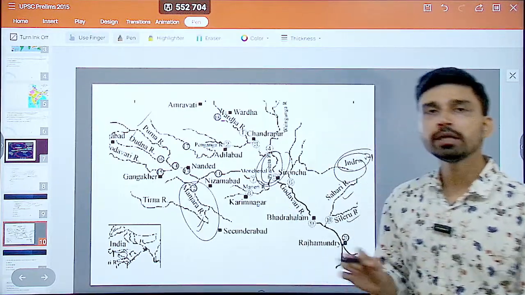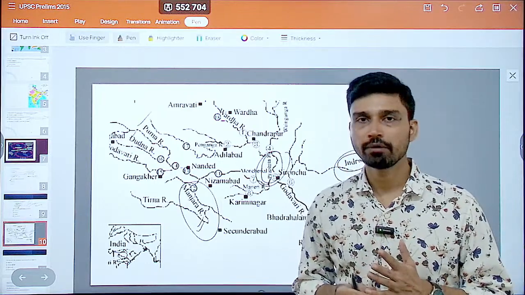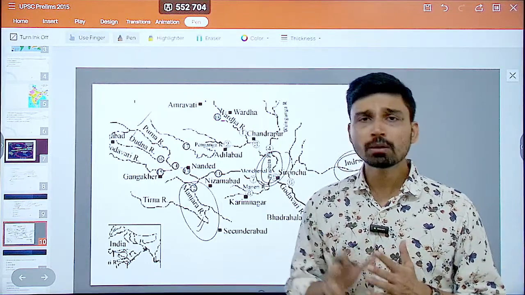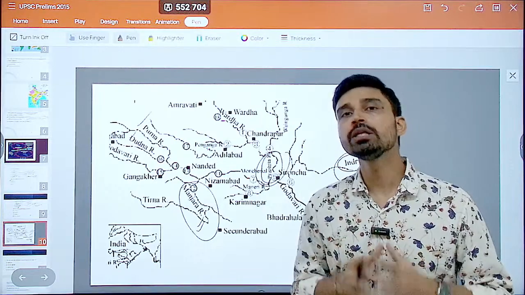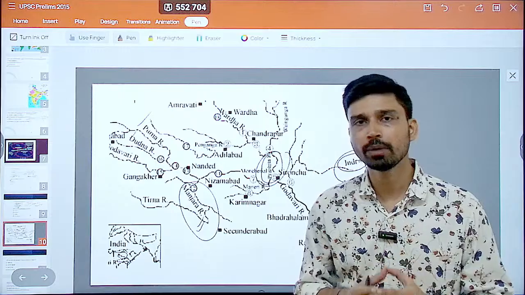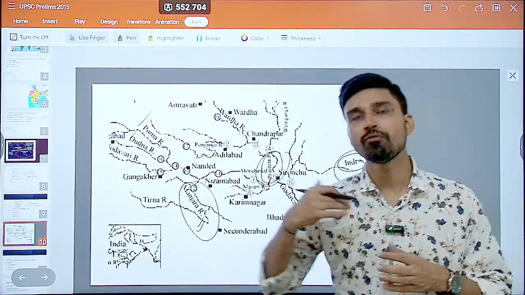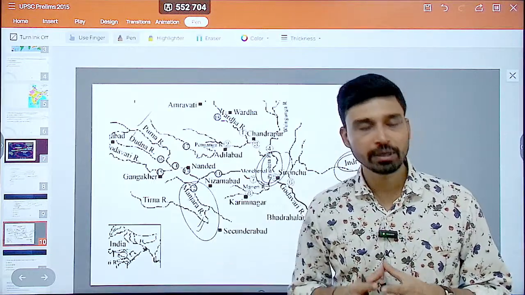So in peninsular India, we have 4 major rivers: Godavari, Krishna, Kaveri and Mahanadi. The tributaries of these rivers are something that you have to keep in mind and remember. And also you have to make sure that you do not confuse the tributaries of one river with those of another river, because many times that happens.